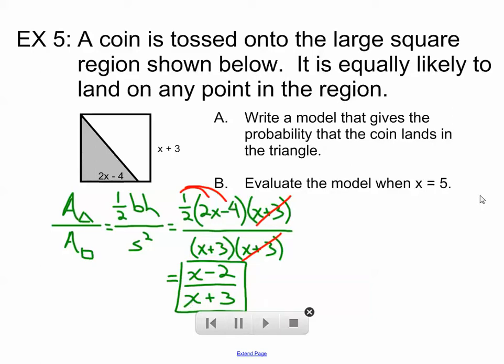So part B asks us to evaluate this model when x equals 5. So plug 5 in for x. 5 minus 2 over 5 plus 3 would be 3 over 8. So if x equaled 5, then the probability that the coin lands in the shaded region would be 3 out of every 8 times.